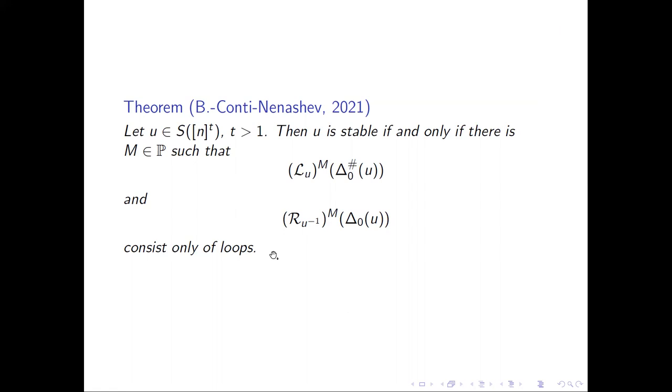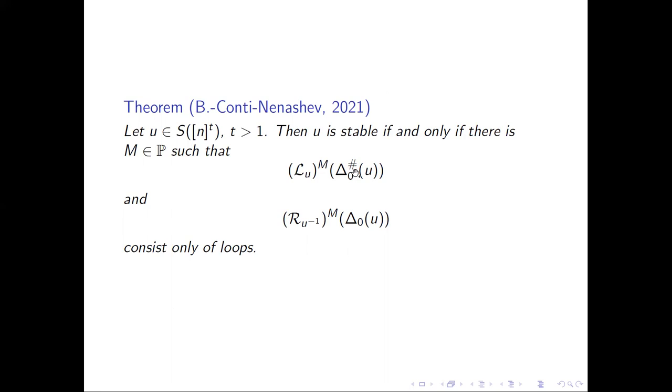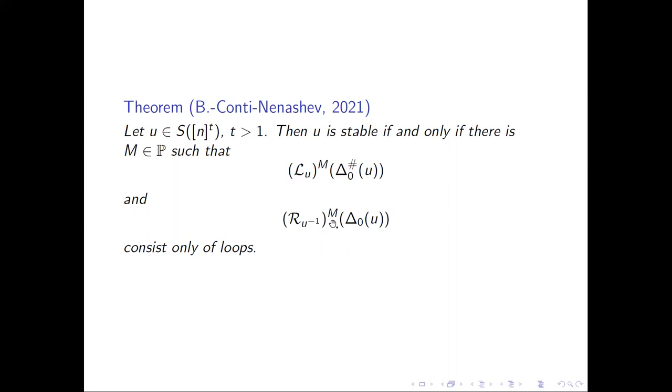Are there some examples where these m's are different? Yes. You can have examples in which, for example, starting from delta zero, after one iteration you have only loops, but here maybe you need two or three. And in that case, your U is not stable? No. In that case, you would say m is 3, because if after one iteration you get only loops, then if you continue, you still get only loops.